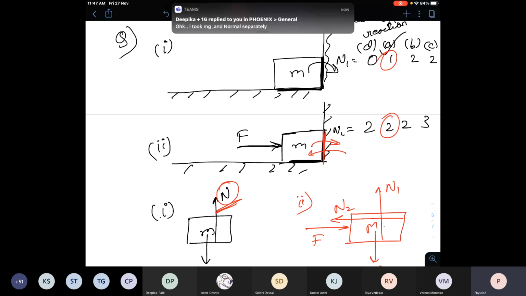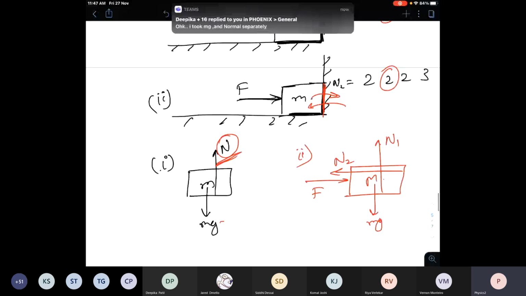Okay, I got that. mg is weight, na, mg is weight. mg cannot be considered as normal reaction, na. mg is the weight, it is a different kind of force. Okay, hope everybody got this, because this is another point where they can create tricky questions.